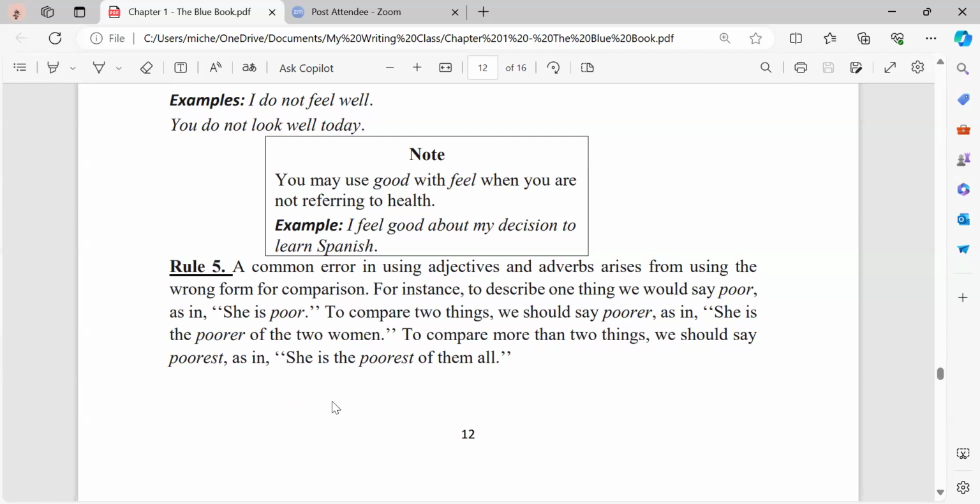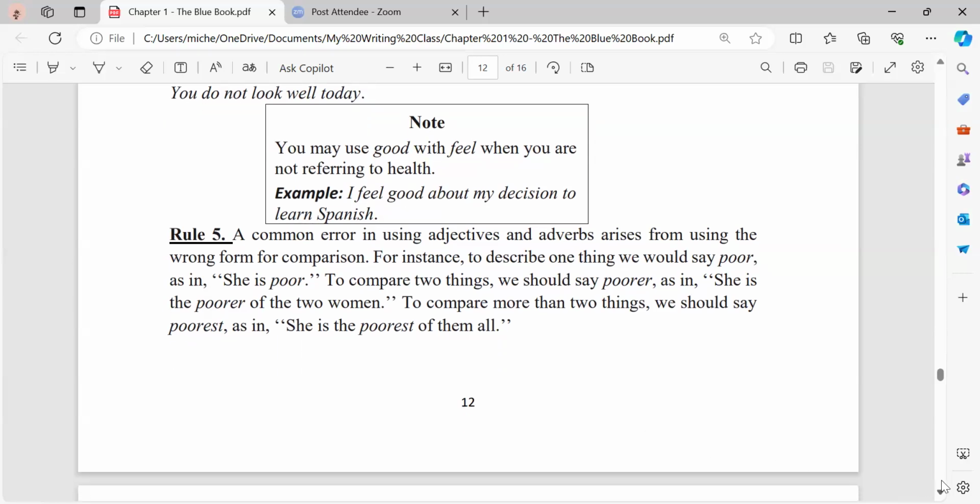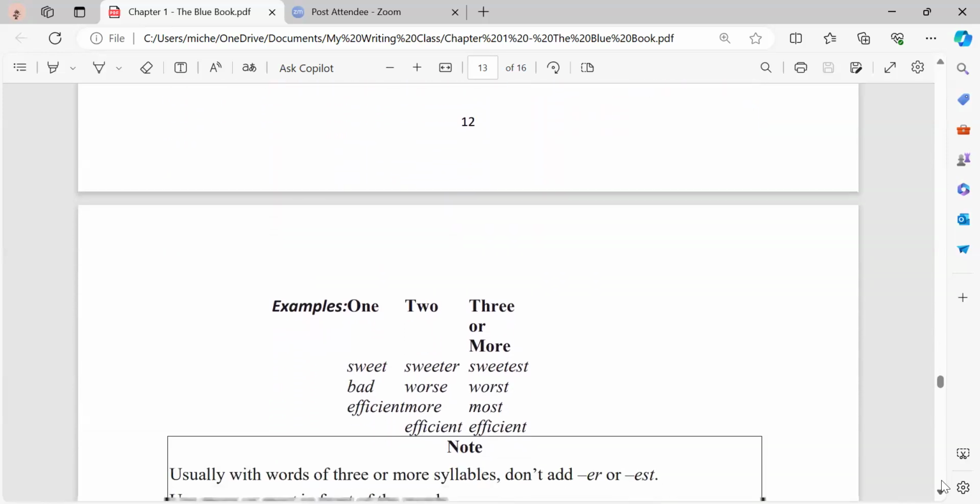So comparative means that we are comparing two persons or two subjects that we're trying to compare. But if we say poorest, which is a superlative, we're talking about something that's poorest among all of them. So it means more than two, probably three. So that's for rule number 5.